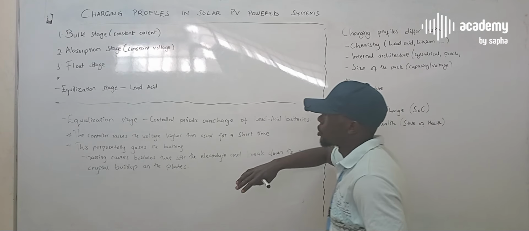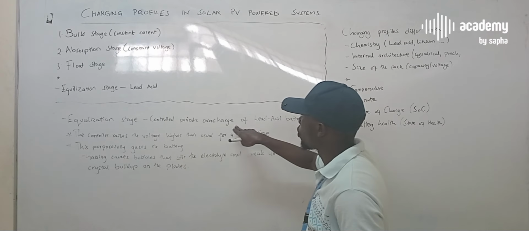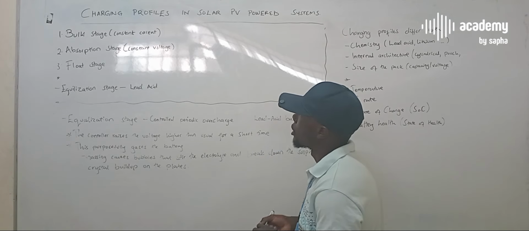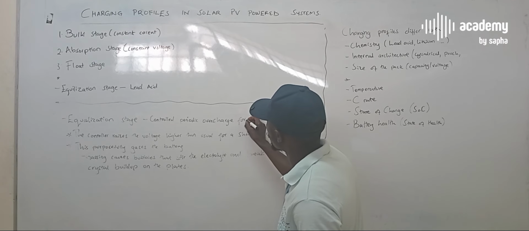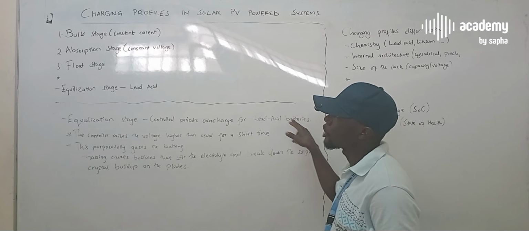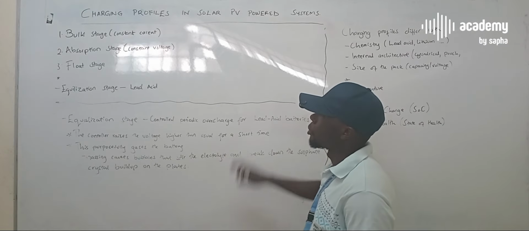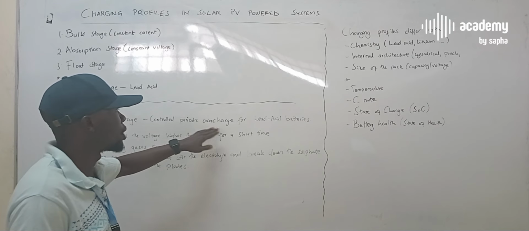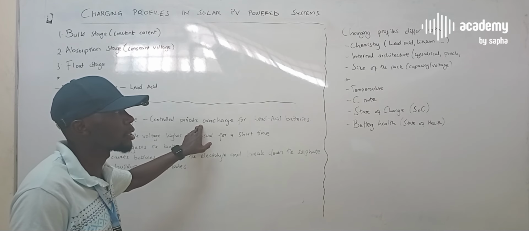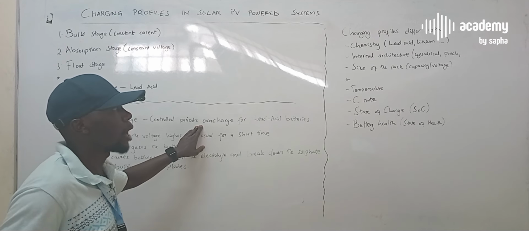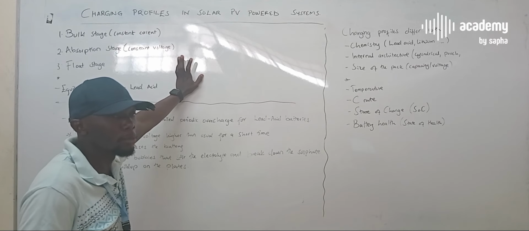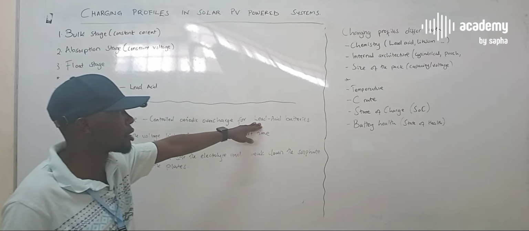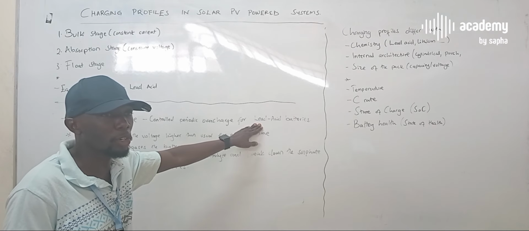So in the equalization stage, we've said that we will be sending a controlled periodic overcharge for the lead acid batteries. This is normally mostly utilized by lead acid batteries, not the other types of batteries. Now, this overcharge means, for example, if the lead acid batteries are supposed to charge with, let's say, 13.8 volts, I'll explain now the different charging voltages needed depending on the stage per battery type. A lead acid battery is supposed to charge at 13.8 or 14 volts.